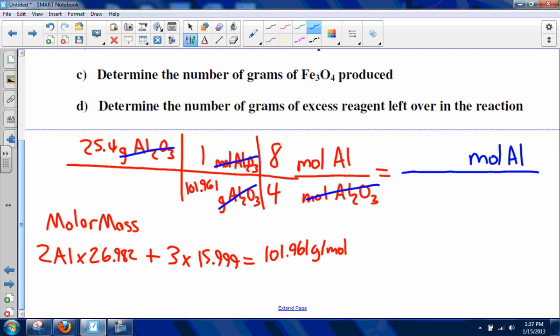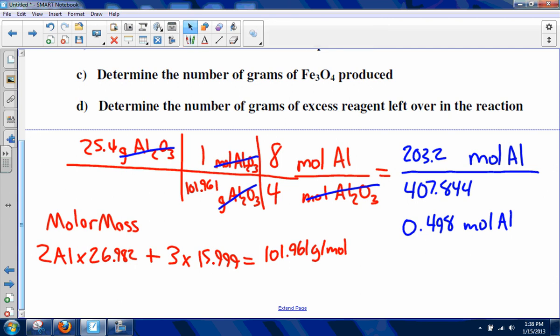Okay, so what was it? 203.2. And on the bottom, 4 times 101.961. 407.844. Divide top by bottom. Point... What is it? Okay, 0.498 moles of aluminum.